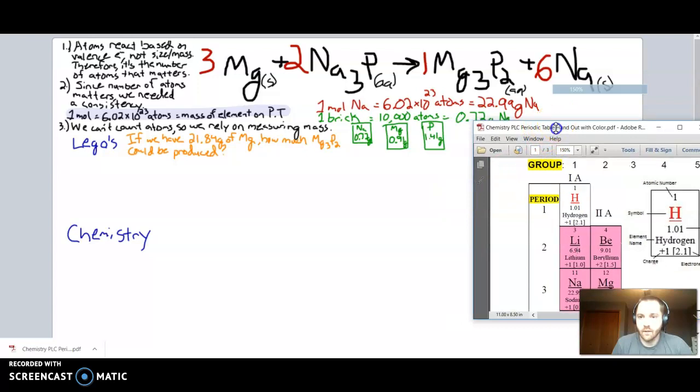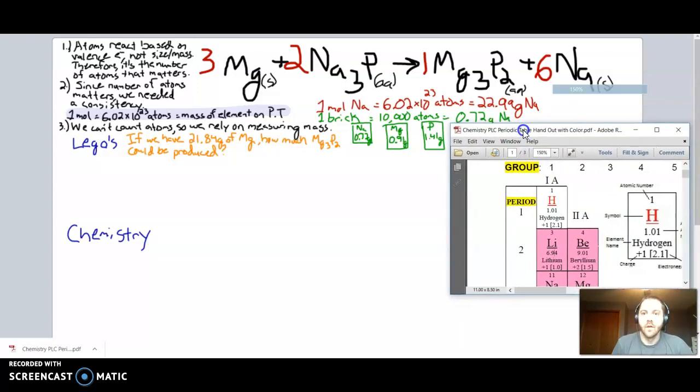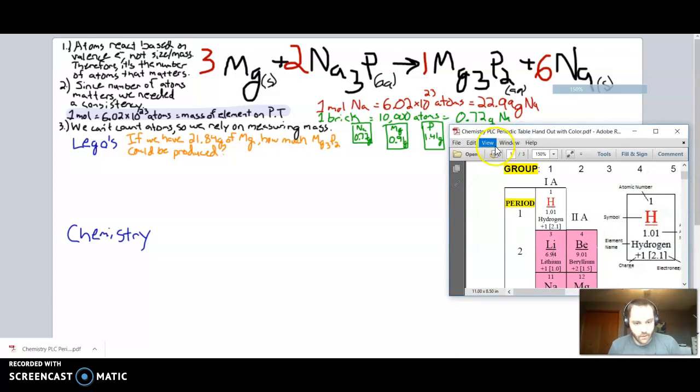But I know some of us like the Lego analogy. The numbers are a little bit easier, so let's just start off with that. For the Lego one, let's just pretend I told you we have 21.84 grams of magnesium, and you also know that each Lego brick is 0.91 grams. A lot of you would probably be able to reason out, if I asked you how many Lego bricks do I have, that's the same as how many moles of magnesium do I have. A lot of you would probably be able to reason it out.